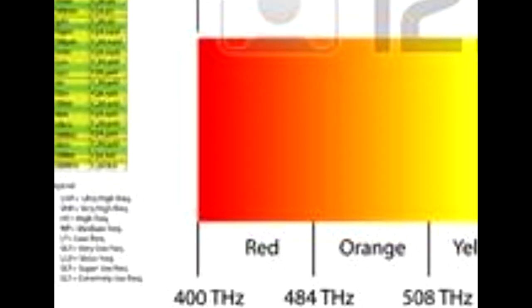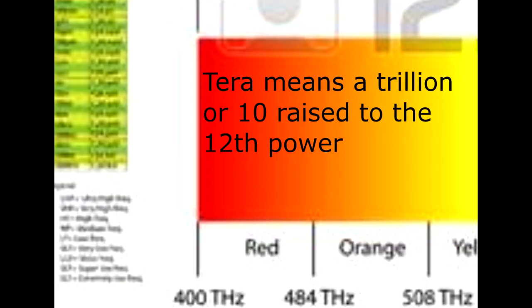Red light contains the least amount of energy of all the colors, because its frequency is the lowest of all visible light. Its frequency is about 430,000 gigahertz. As mentioned, the prefix giga means a billion, but there is another prefix, tera, which means a trillion.